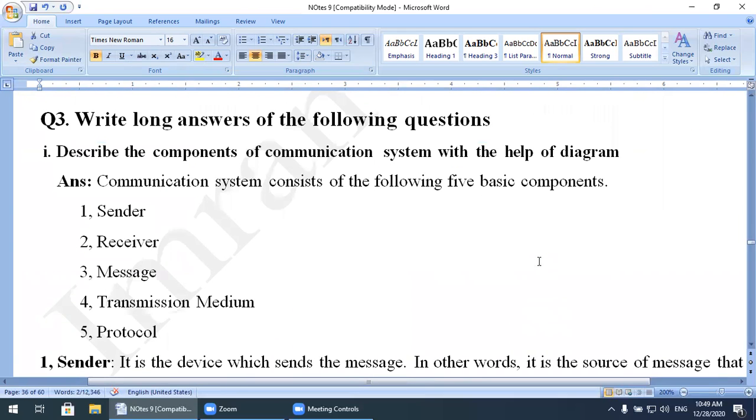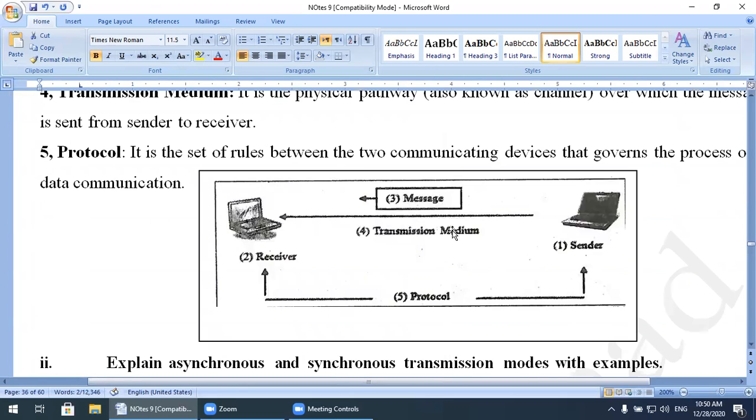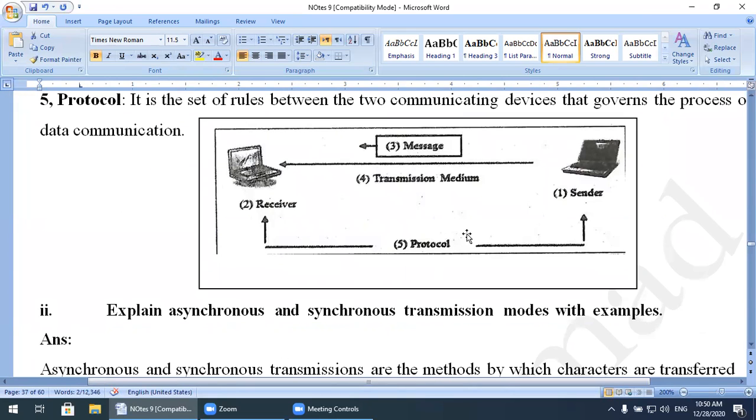The first long question is: describe the components of a communication system with the help of a diagram. What components are involved in communication? First of all, I will show you the diagram. Watch here.